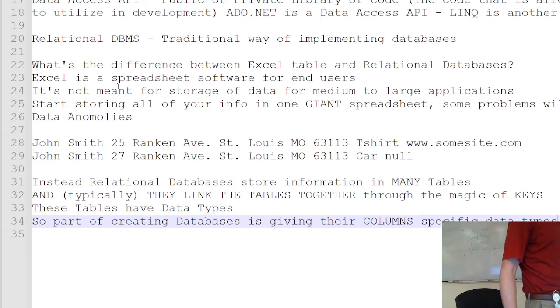There's no optional data types. Okay, your columns, again, vertically, obviously columns go up and down, your columns have data types. So that's a big difference between a database and Excel. We could say Excel has optional data types. Database management systems have mandatory data types. Okay?